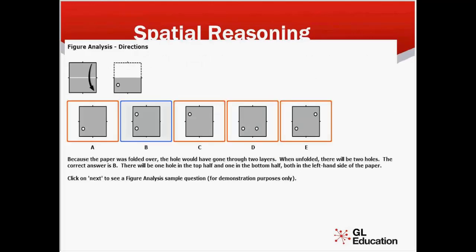This is one of those spatial reasoning questions. What we've got here, we've got a piece of A4 paper that we've folded in half, we've hole punched, and then we've opened back up. Okay, so it's going to have 2 holes in it, and the position of those 2 holes is critical, but the only correct answer to this particular question is B.